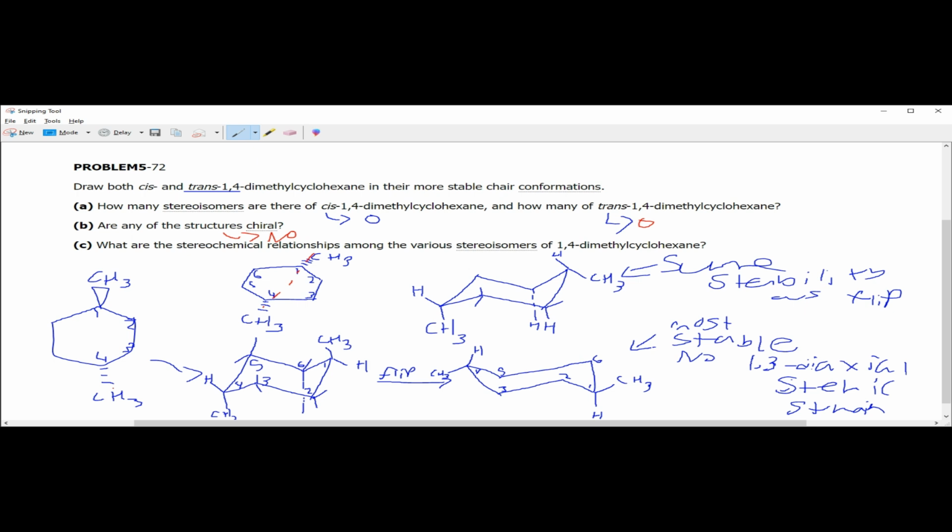Okay. What are the stereochemical relationships among the various stereoisomers of 1,4-dimethyl cyclohexane? So, it's asking the relationship between the cis and the trans version, and cis and trans isomers are always diastereomers. That's what it wants you to know. So this is a diastereomer. Boom. And then that's the problem.